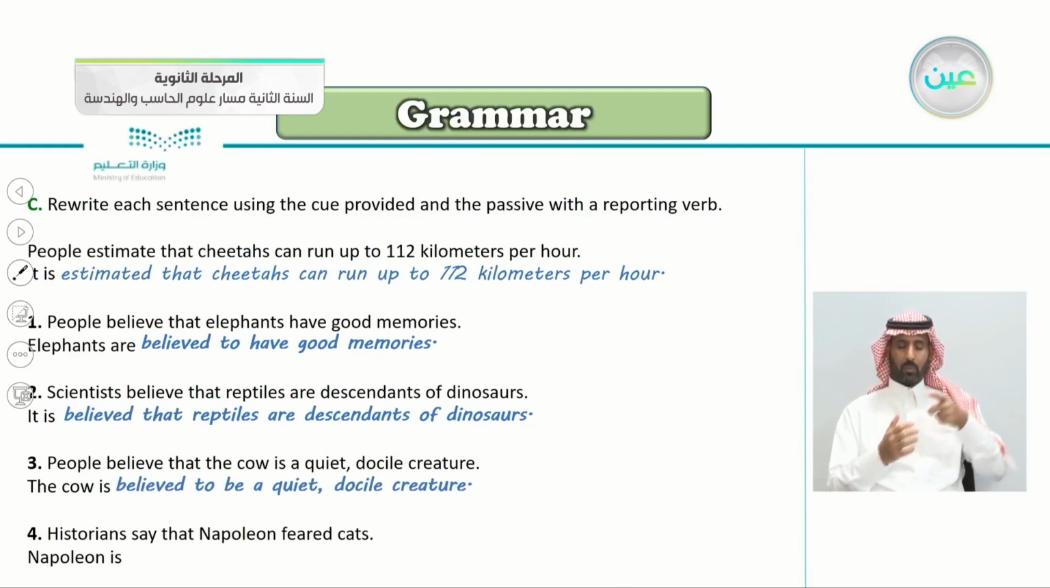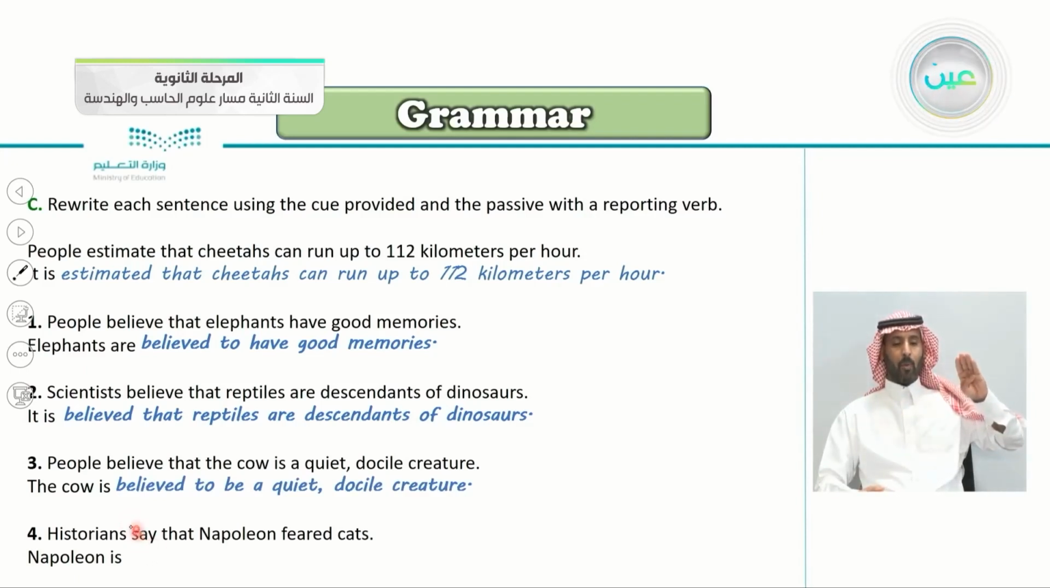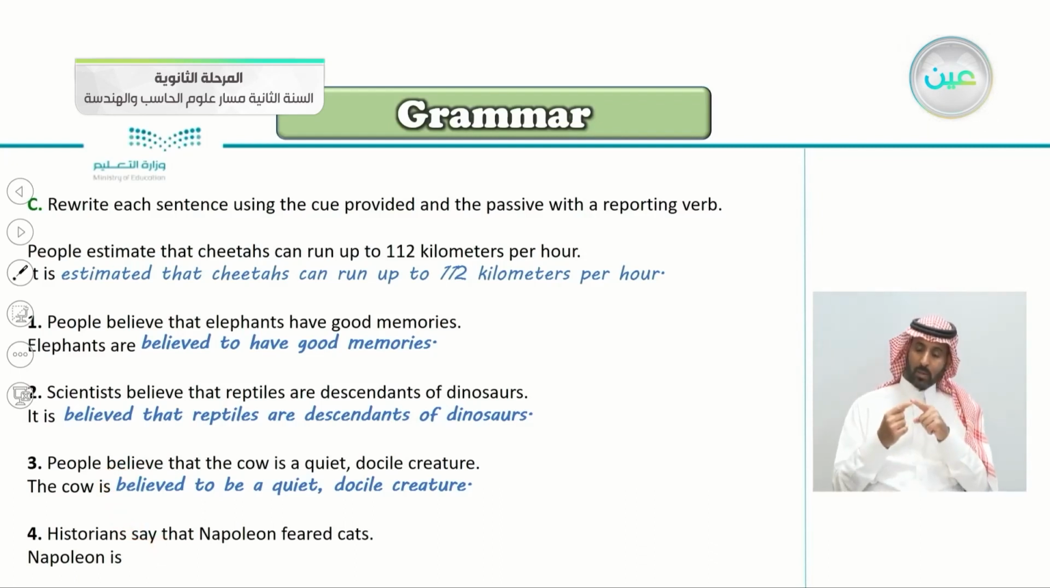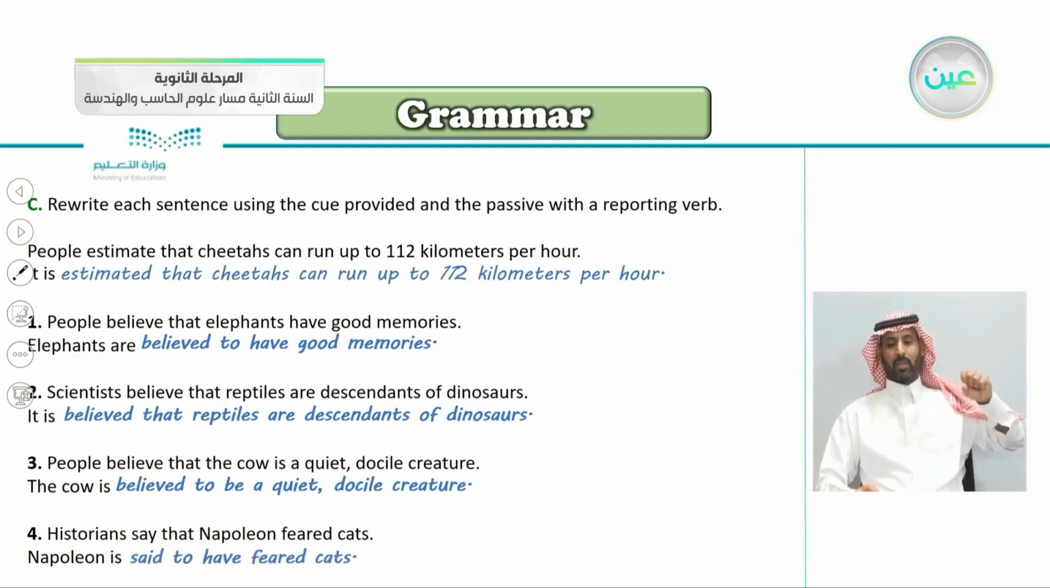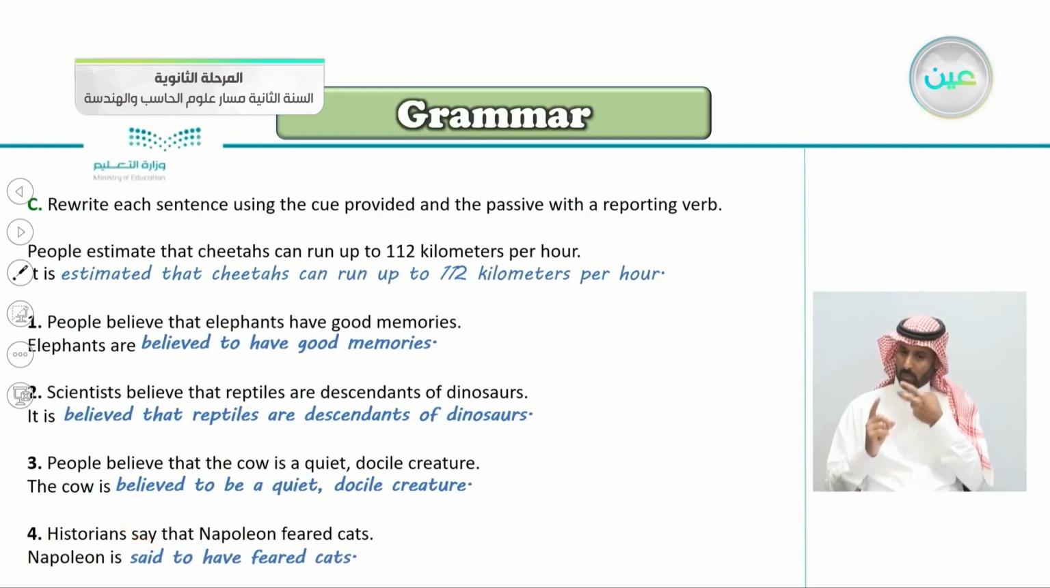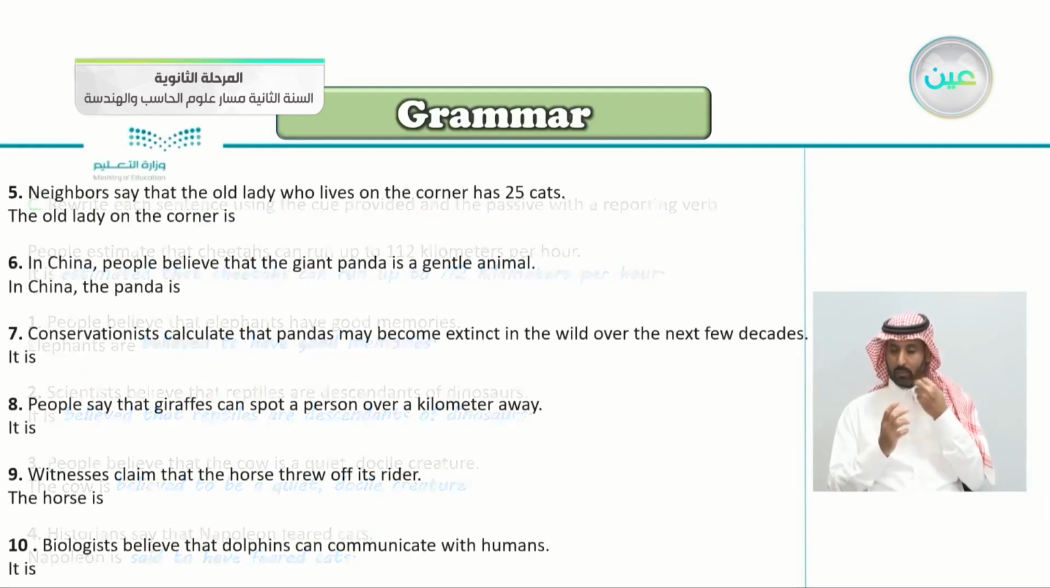Number 4, historians say that Napoleon feared cats. Historians say, it's not believe, say that Napoleon feared cats. So Napoleon is, yes, Napoleon is said. We chose said because here we have say. Napoleon is said to have feared cats.